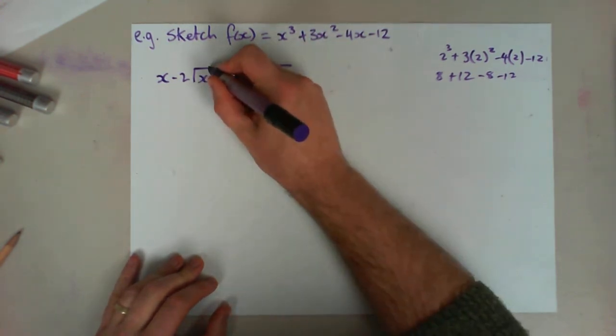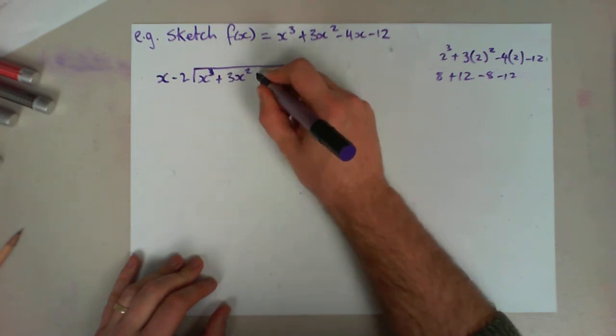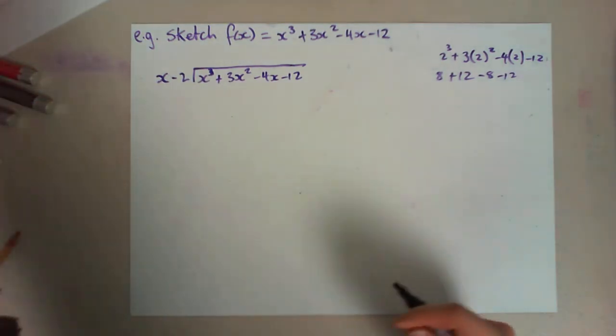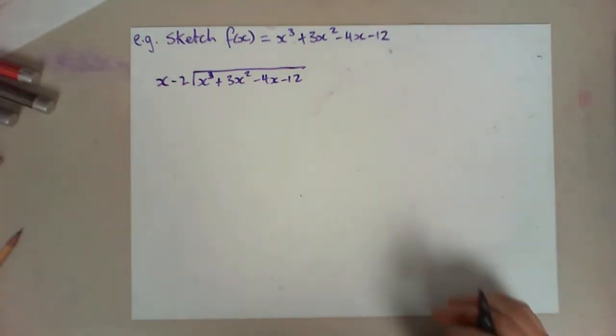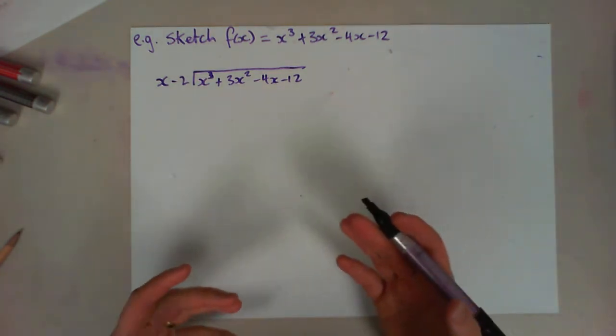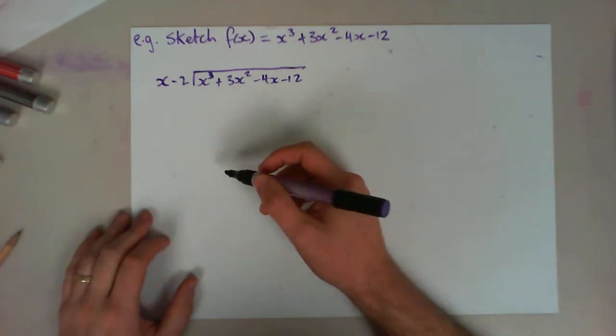Okay, so we're going to go x cubed plus 3x squared, take 4x, take 12. Just pointing out too that this is one of our harder type ones. Often we'll be given a function that's already factorized and asked to sketch it, but I thought I'll show you the more difficult ones. So we're going to do our division of polynomials.